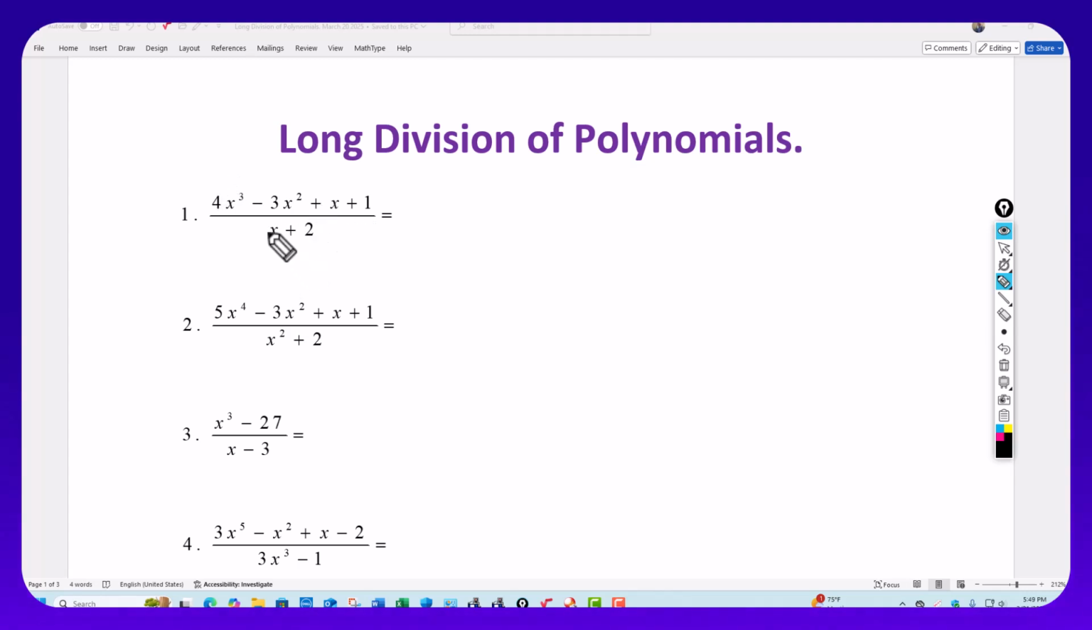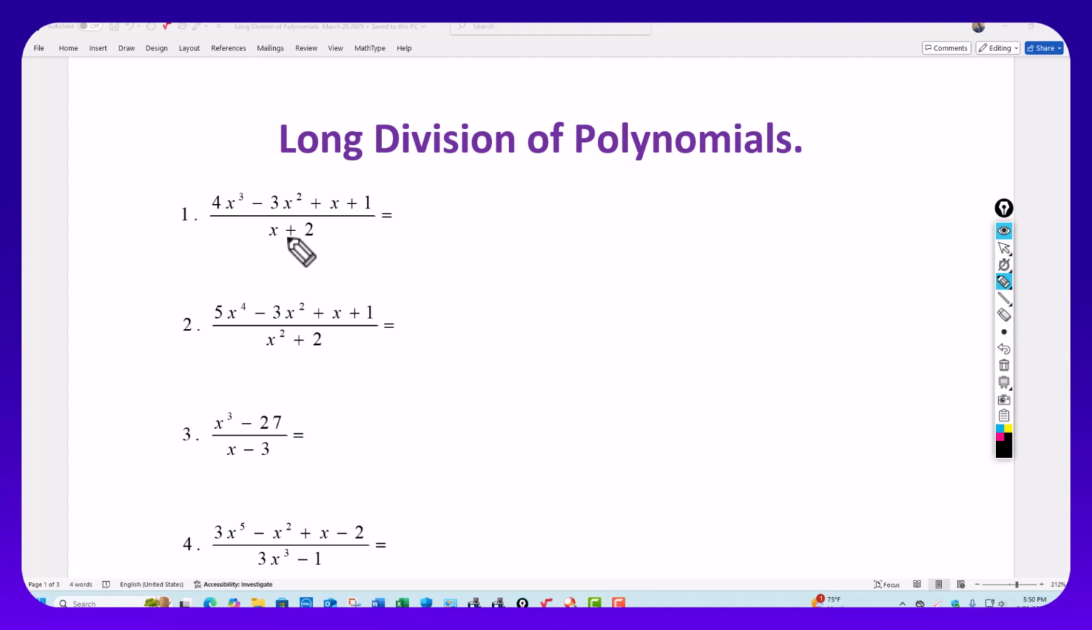So what you want to start off with is the dividend, or in this case the numerator. This is an indicated division. When you write it this way, we have 4x to the third minus 3x squared plus x plus 1 over x plus 2. That means the top polynomial is divided by the bottom polynomial. So what we want is the dividend in descending powers. So we've got x to the third, x to the second, x to the first, and then we have a constant. If we have any missing terms, we're going to fill it in with a 0. In this case, we don't. We have a power of 3, a power of 2, a power of 1, and then the constant.